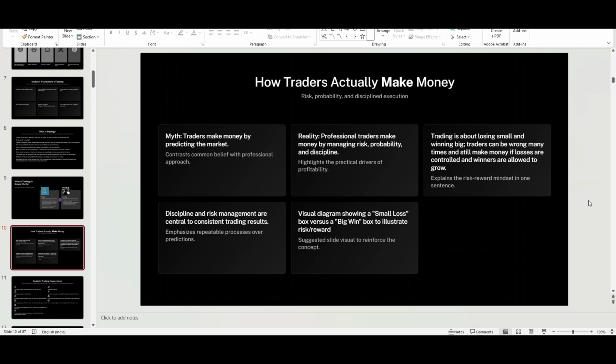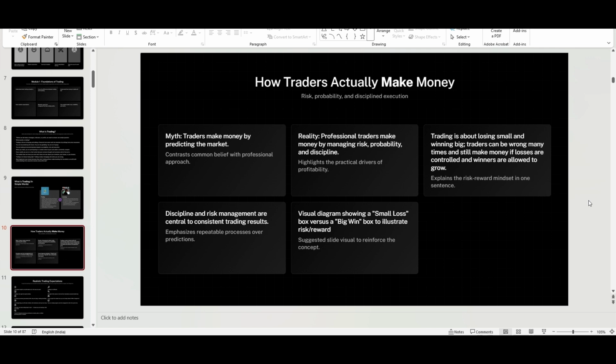रिस्क कर सकते हो, एंड यू अनलाइक अ कसिनो हियर तुम प्रोबेबिलिटी अपने साइड पे रख सकते हो, मीनिंग इन द लॉन्ग टर्म यू कैन ऑलवेज बी प्रॉफिटेबल, बिकॉज ट्रेडिंग इज ऑल अबाउट लूजिंग स्मॉल एंड विनिंग बिग. ट्रेडर्स बहुत बार भी गलत हो सकते हैं एंड स्टिल मेक मनी अगर उनके लॉसेस कंट्रोल नहीं है, अगर वो डिसिप्लिन्ड है, उनका रिस्क मैनेजमेंट कंट्रोल नहीं है.